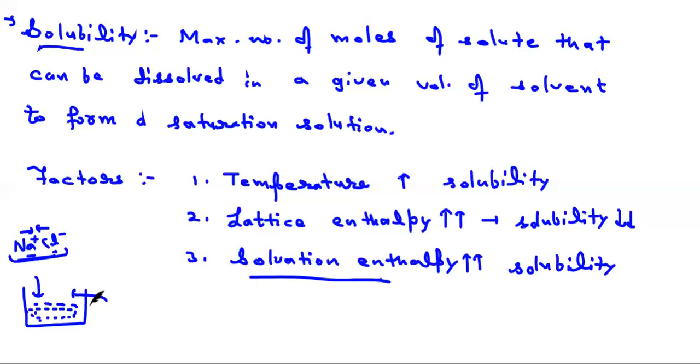For any kind of salt to be dissolved, the lattice enthalpy should be less than the solvation enthalpy, right? Because lattice enthalpy means they are strongly attached. So if the lattice enthalpy is high, it is not going to form bonds with the solvent. So for a salt to be dissolved, should the lattice enthalpy be higher or the solvation enthalpy be higher? Solvation enthalpy should be higher for the salt to dissolve. Very good. So the solvation enthalpy should be higher and the lattice enthalpy should be low.